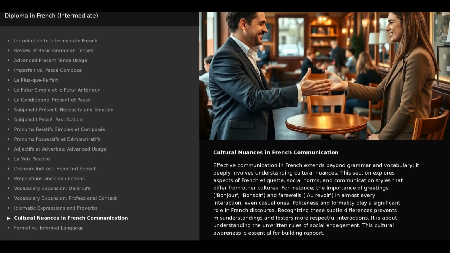For instance, the importance of greetings, bonjour, bonsoir, and farewells, au revoir, in almost every interaction, even casual ones. Politeness and formality play a significant role in French discourse. Recognizing these subtle differences prevents misunderstandings and fosters more respectful interactions. It is about understanding the unwritten rules of social engagement. This cultural awareness is essential for building rapport.